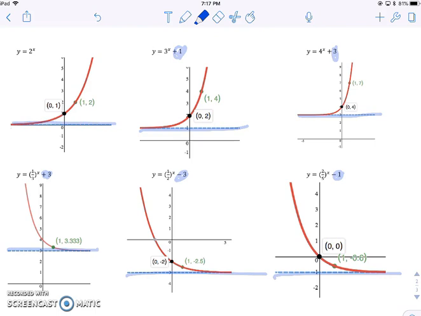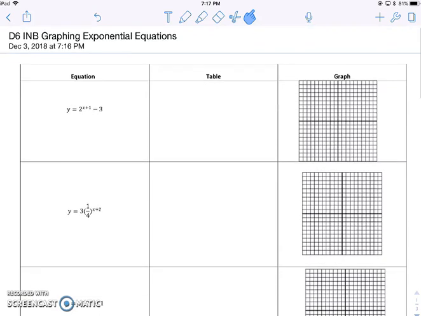You may have noticed that when this number is greater than 1, it's a swoop going up. These fraction ones here, less than 1, I should say fractions between 0 and 1, end up going down. So we're going to talk about how we graph these exponential equations here without a calculator.